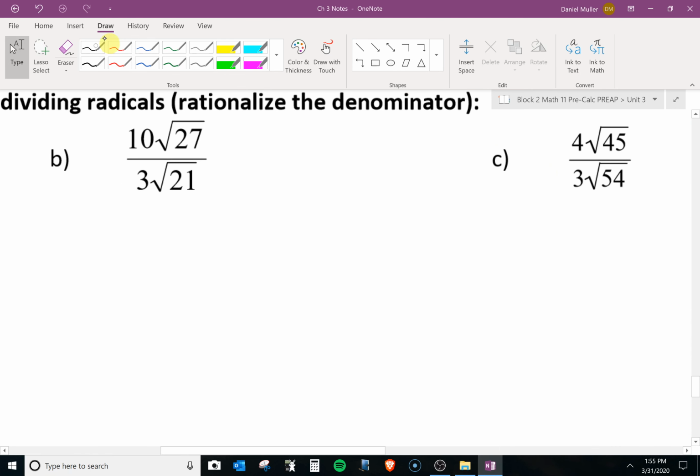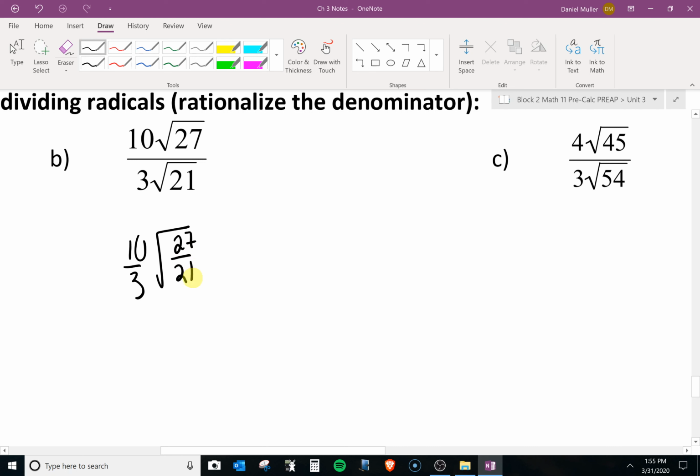The same thing would apply here. I could multiply by the square root of 21, but I have no idea what that is. So instead, I'm going to join these fractions together and then simplify it and split it apart. So 10 over 3, and join these fractions together, 27 over 21.